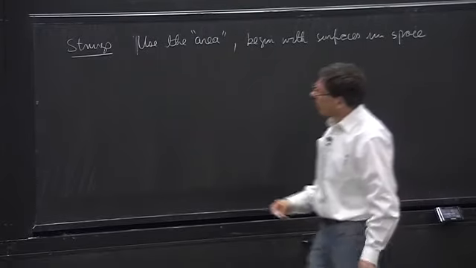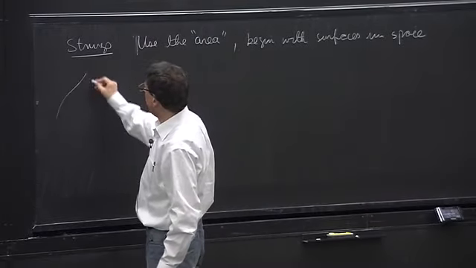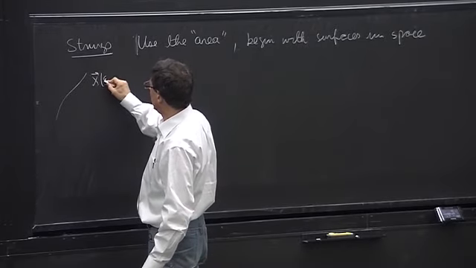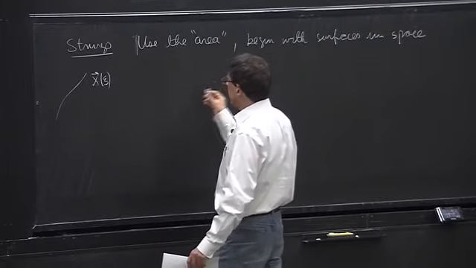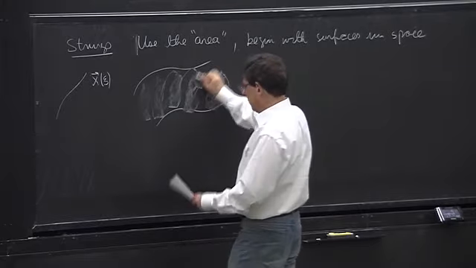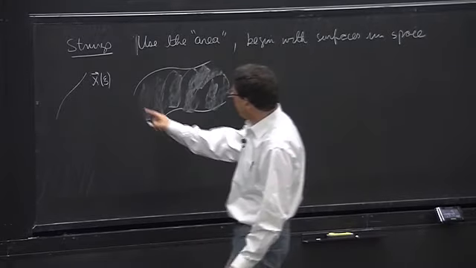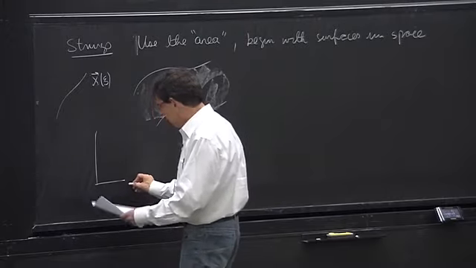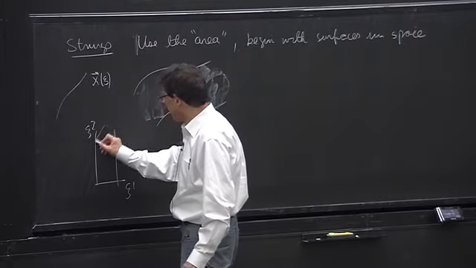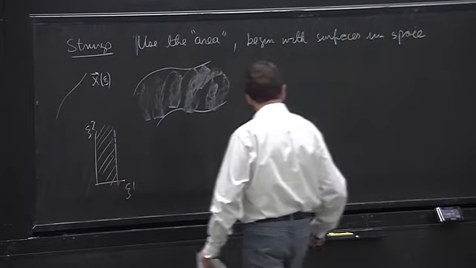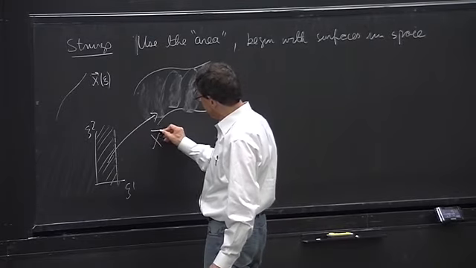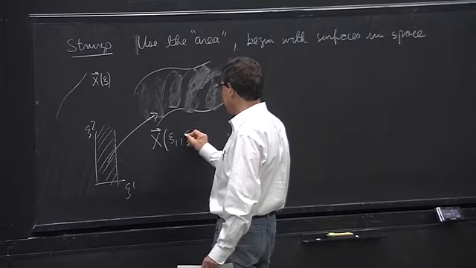So a surface, just like a line is parameterized, a line in space would be parameterized by x of some parameter psi. A surface in space is parameterized by two things, two parameters. Let's call them sigma 1 and sigma 2. And you have these two parameters. And then you have maps from this to space. So x of sigma 1 and sigma 2.